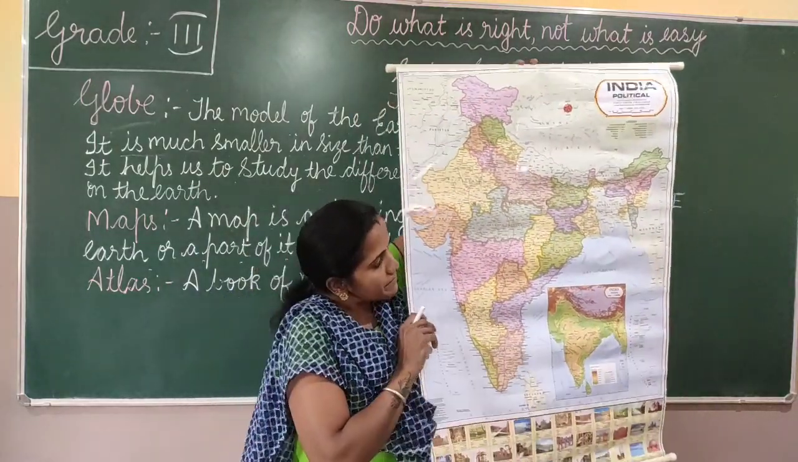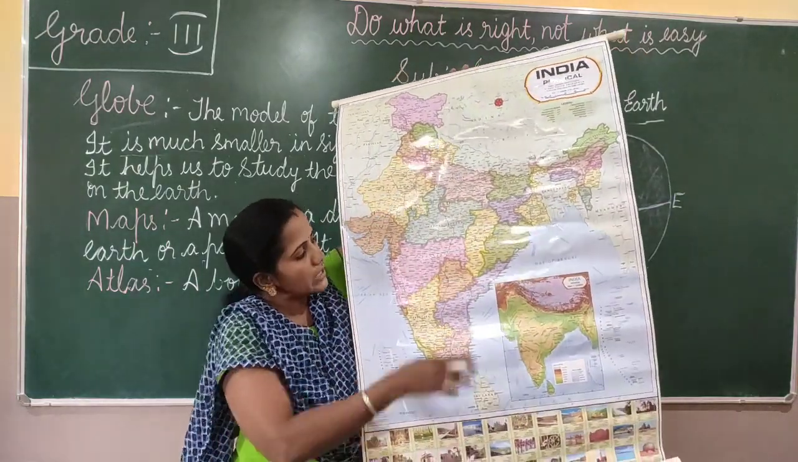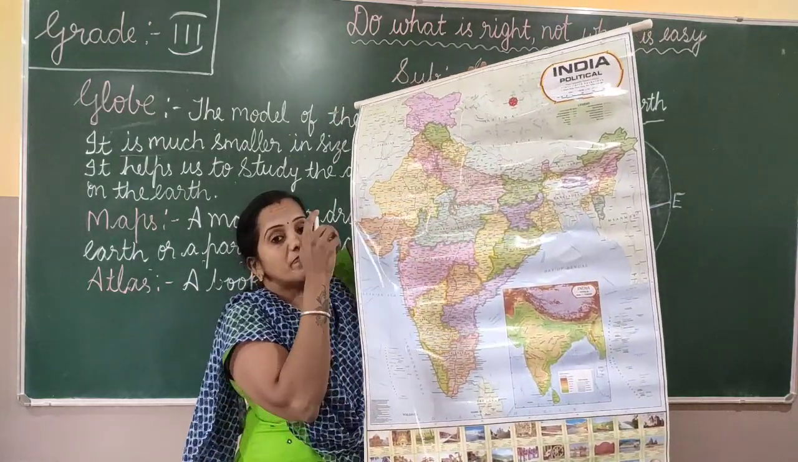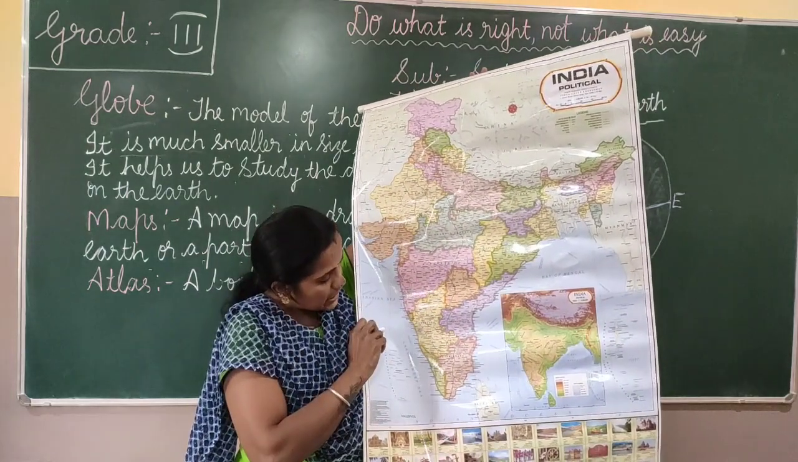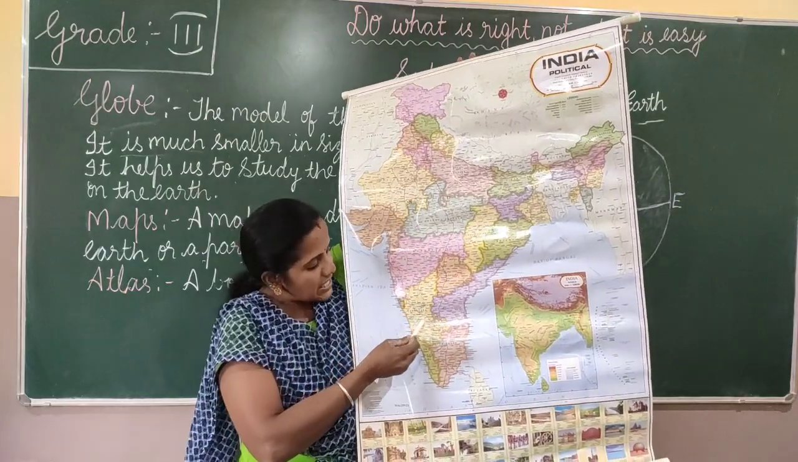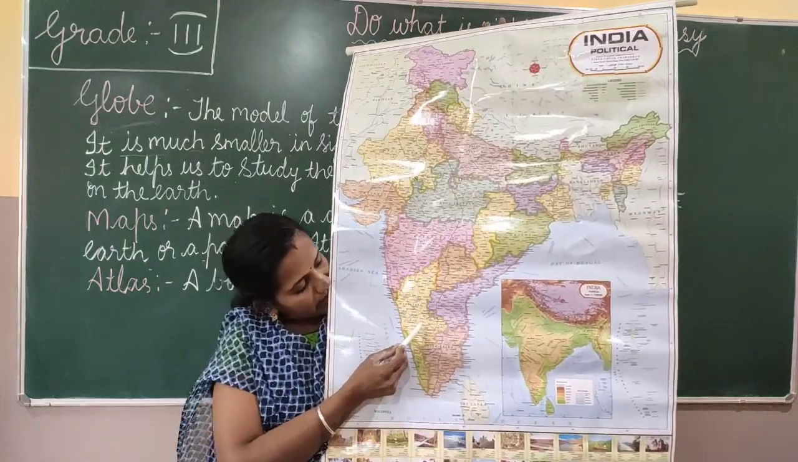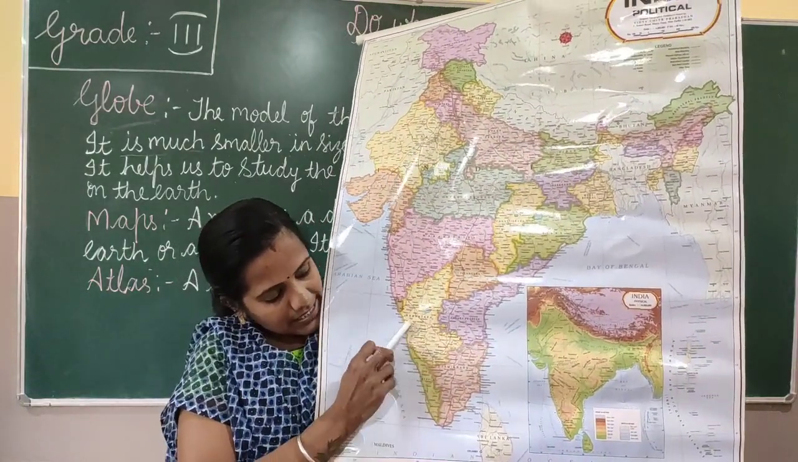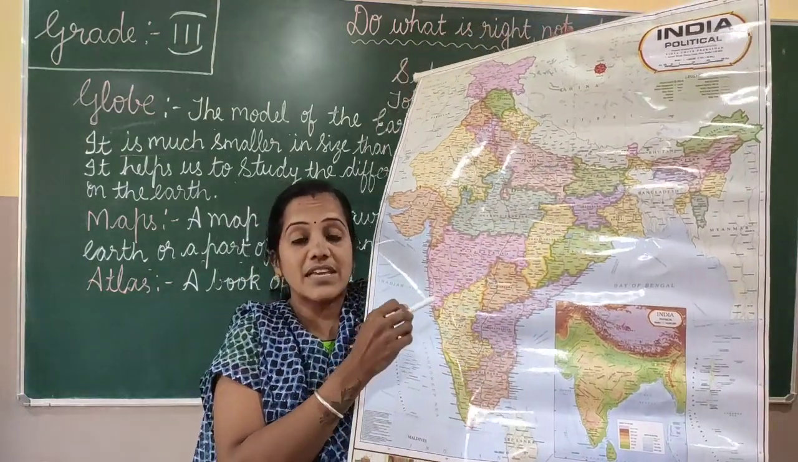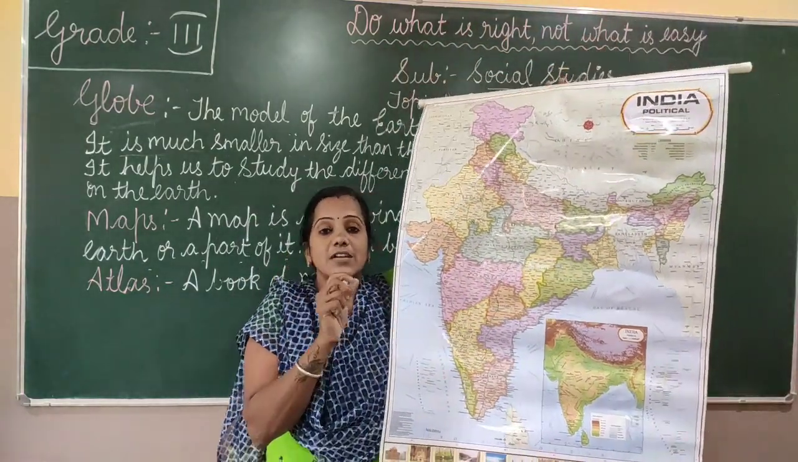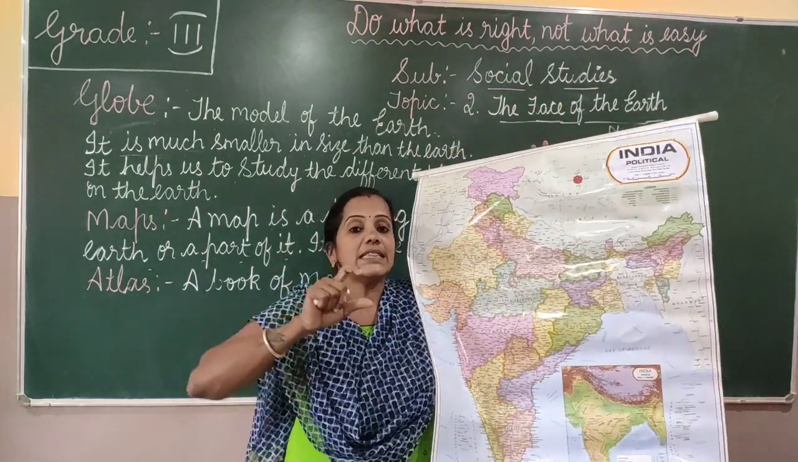Now see in this map, for example, this is an India map. In this we can find out a particular area of a country. You can see here, this is the map of India, and you can see where Karnataka is here. See, this is Karnataka. Like this we can find out a particular area of a country, but this is not possible in the globe.